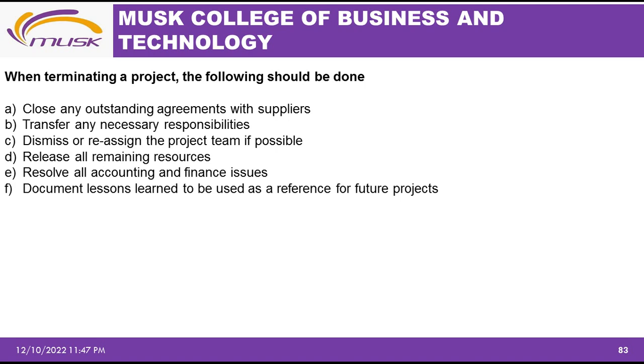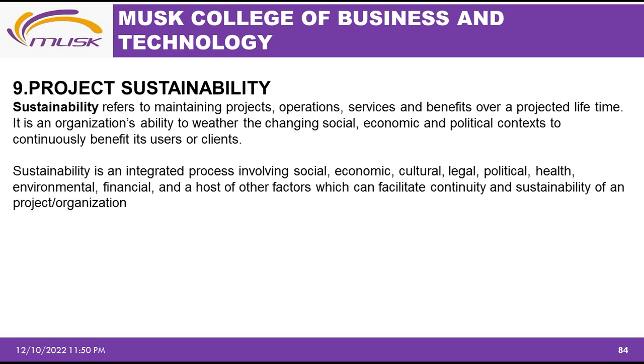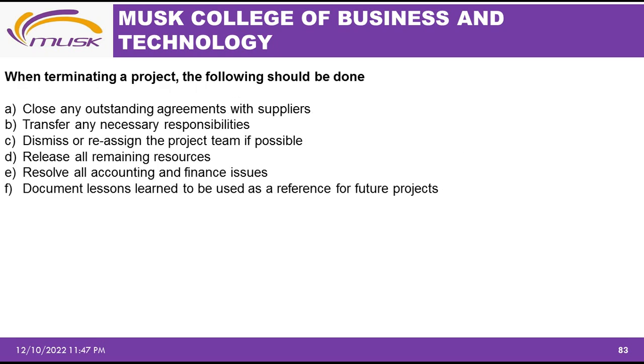When terminating a project, the following should be done. Number one is to close any outstanding agreements with suppliers. So make sure that there is nothing that is pending. Transfer any necessary responsibilities. The other one is to dismiss or reassign the project team if possible. The other one is to release all the remaining resources. The other one is to resolve all accounting and finance issues. The other one is to document lessons learned to be used as reference for future projects. So that is the end of termination.